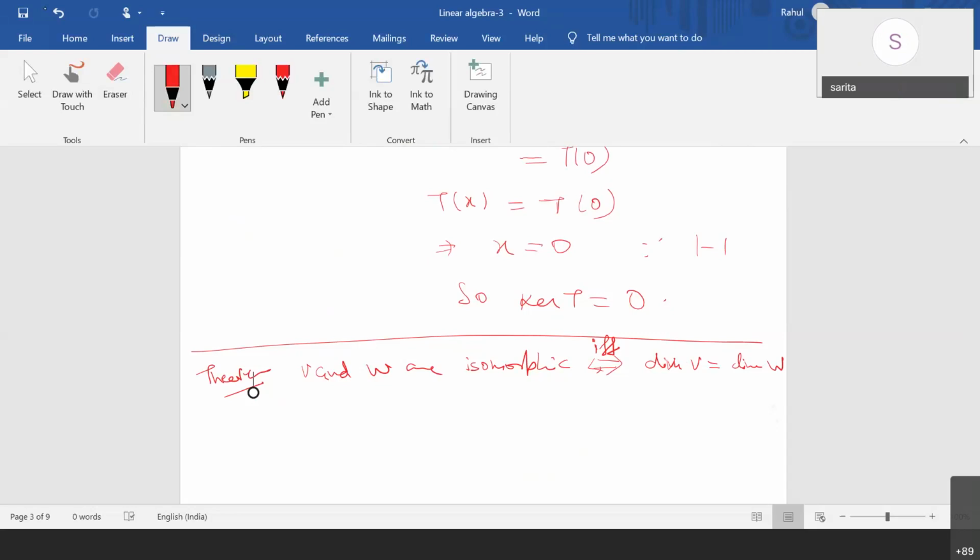So even from here, one important thing comes out: when you are saying V and W are of the same dimension, then only this inverse will exist, right? Now, if you are going from R2 to R3, can you say that this transformation is invertible?